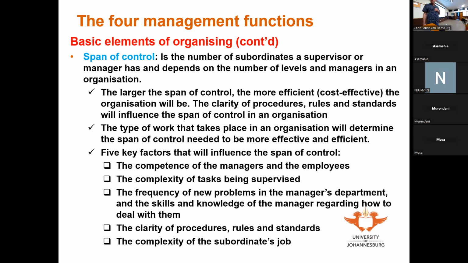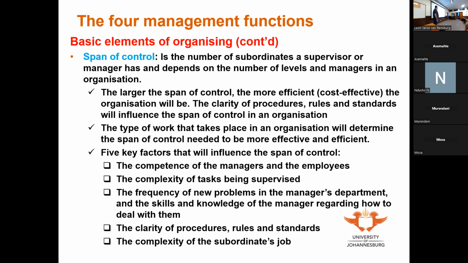The type of work that takes place in the organization will determine the span of control. Five key factors influence it. The first is the competence of the managers and employees: if the competence is low, you will have a lower span of control. The second is the complexity of the tasks being supervised. With low complexity, you can have a wider span, and with high complexity it could be narrower.